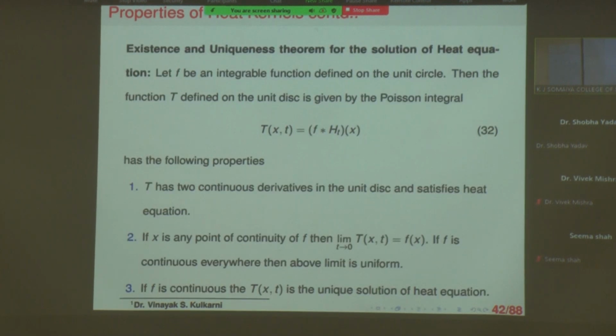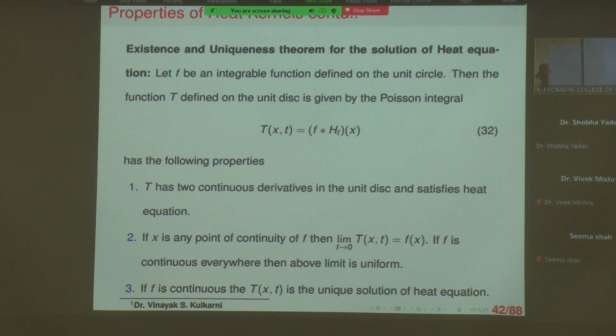Okay, next slide. One more before going ahead, of course, as we are talking about the well-posed problem, I will just mention the theorem of existence and uniqueness. Here f is an integrable function defined on the circle. Once again, as I told you, we are considering a periodic function of period 2π, and therefore the function is considered on the unit circle. Then the function u defined on the unit disk is given by the Poisson integral formula. Okay, u of x,t, this I have already derived, is f star h_t of x.